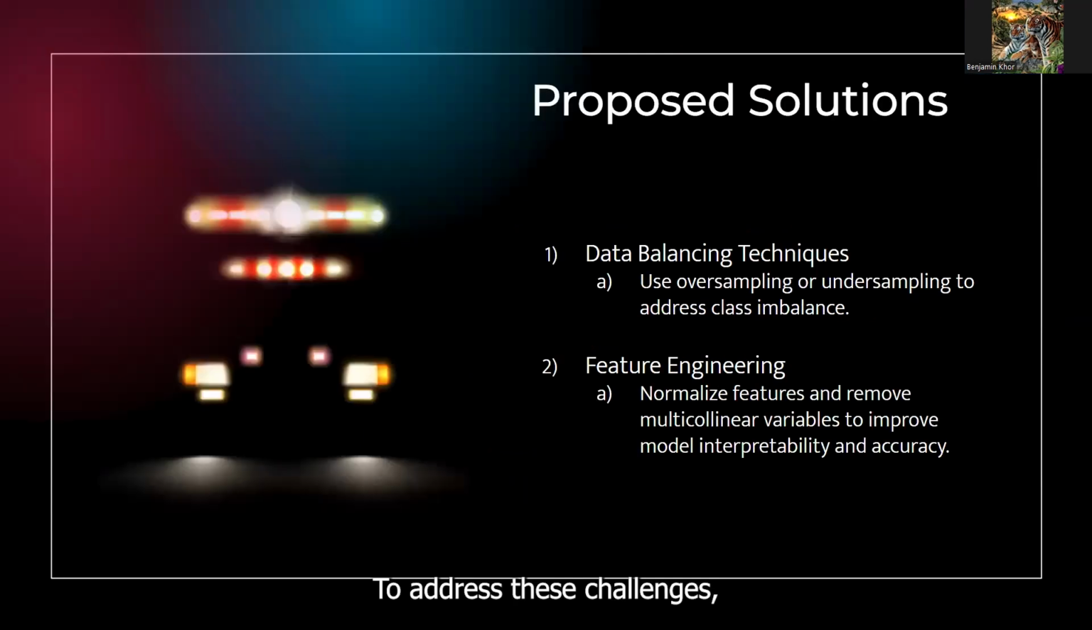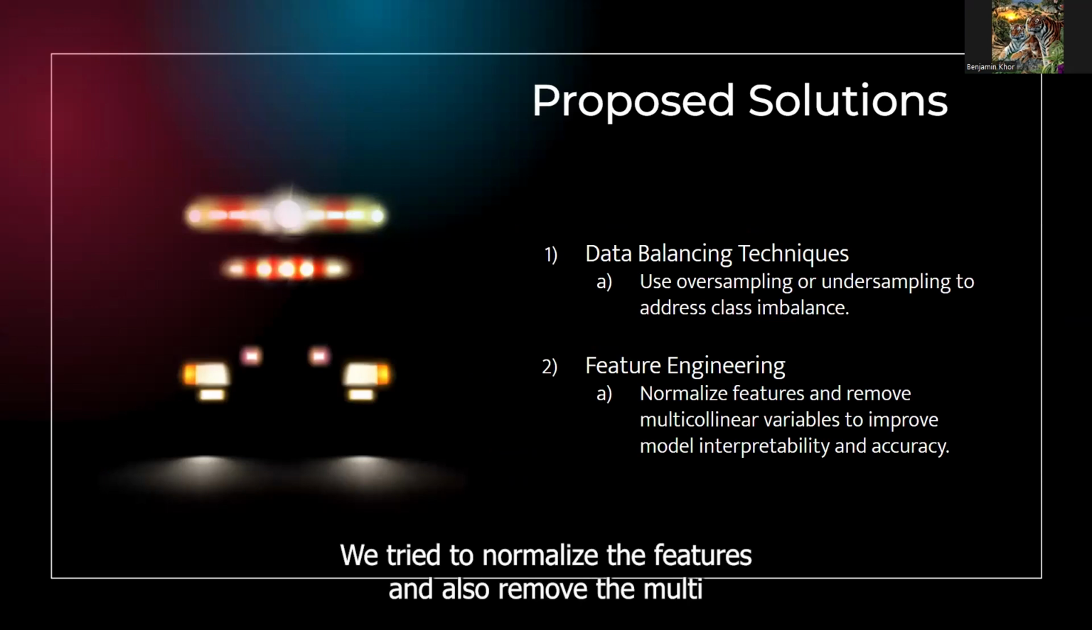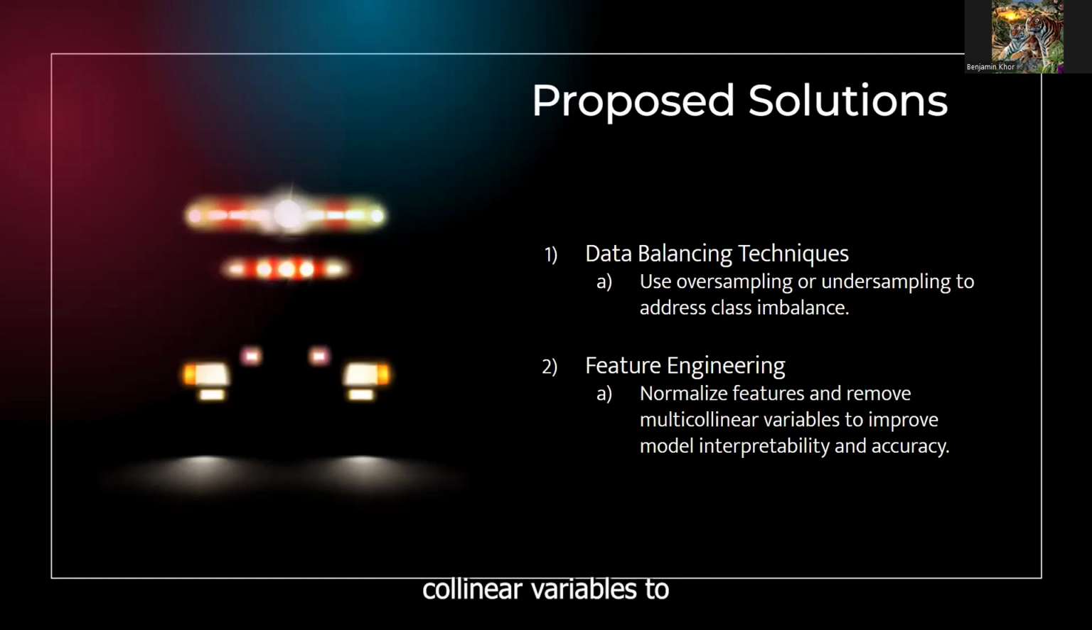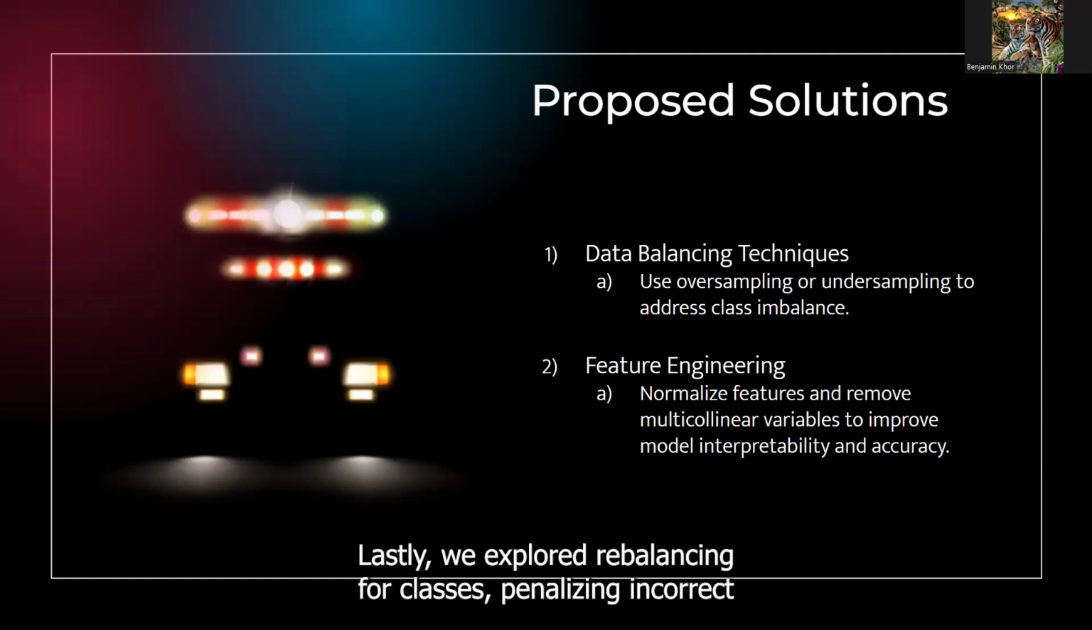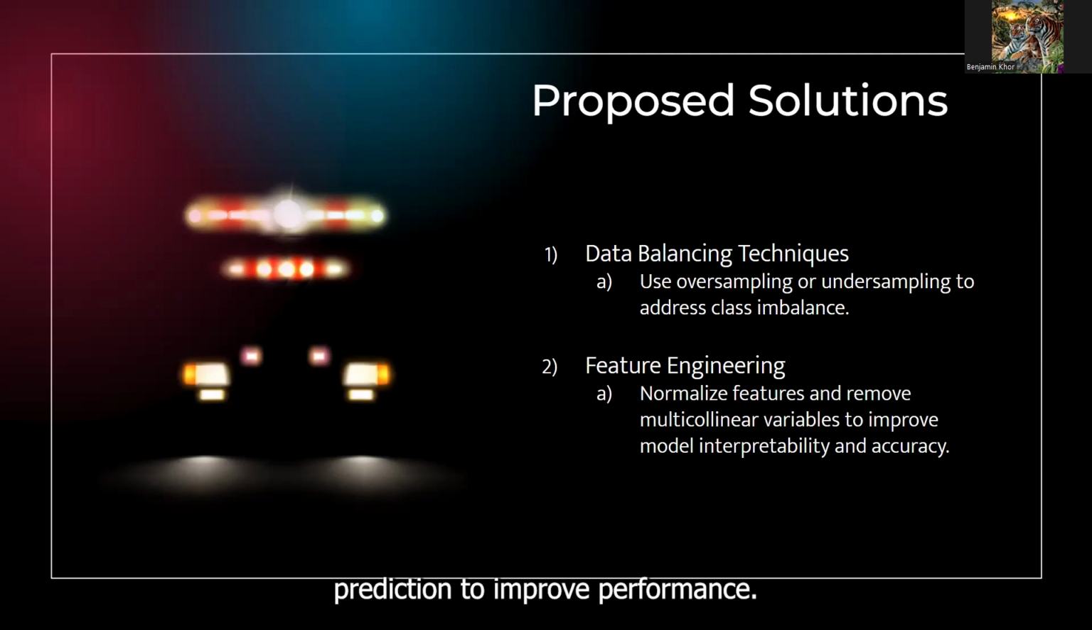To address these challenges, we tried to implement several strategies. First, we used a data balancing technique like SMOTE, for oversampling and undersampling the majority class. Feature engineering also played a critical role. We tried to normalize the features and also remove the multicollinear variables to enhance model interpretability and accuracy. Lastly, we explored weight balancing for classes, penalizing incorrect predictions to improve performance.